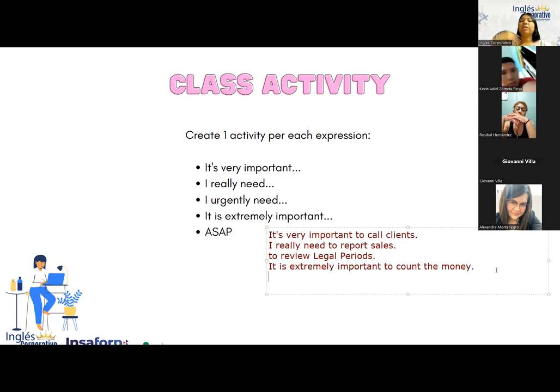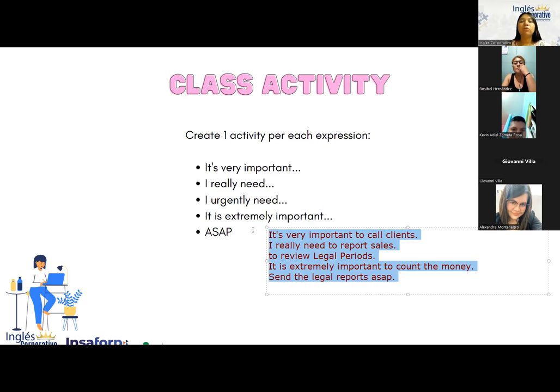And one expression for ASAP, as soon as possible. As soon as possible. Send the legal reports ASAP. You see, very good. So you see, you are using the expressions to state urgency. Esas son expresiones que le van a ayudar muchísimo. Do you have any question right now?